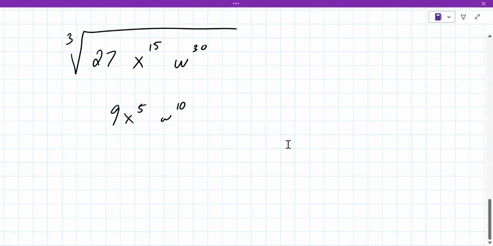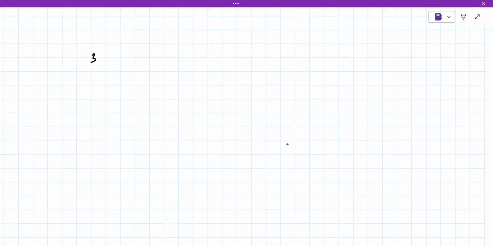All right, I'm back. So let's look at another problem here. Let's look at something like this: the cube root of x to the 10th, y to the 17th.